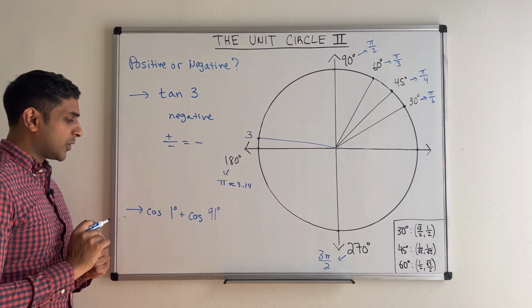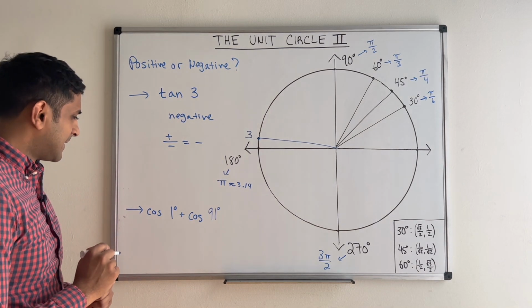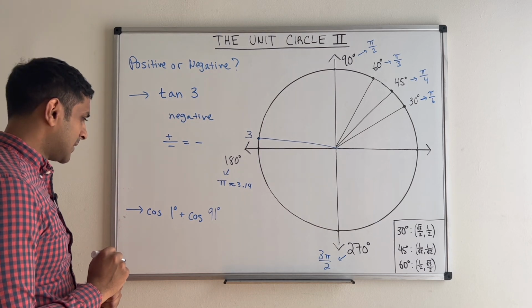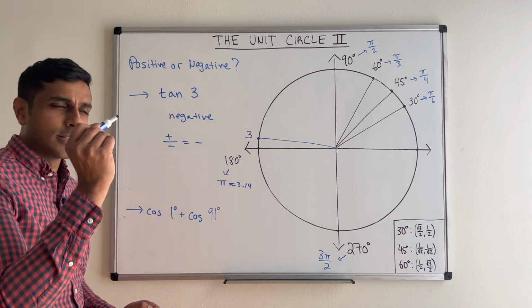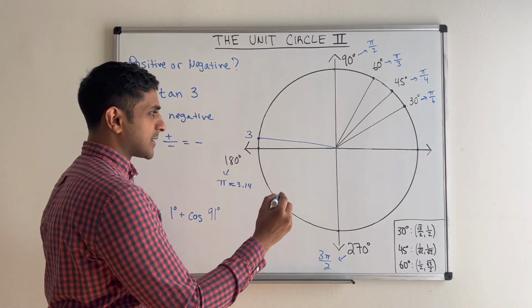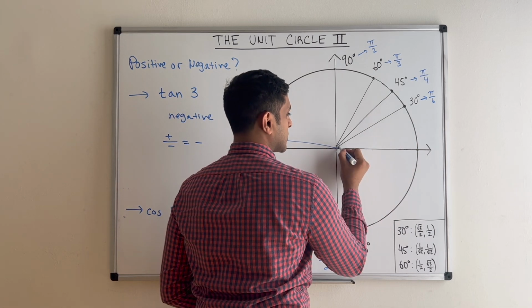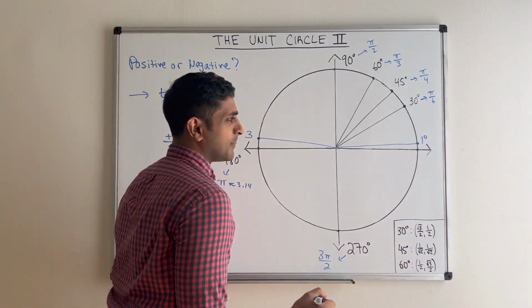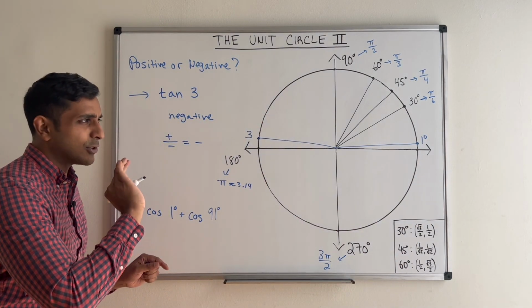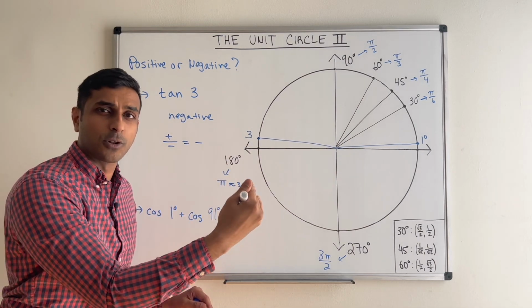All right, what about cosine of 1 degree plus cosine of 91 degrees? Well, if we're going to have any chance at all, we should start by thinking about where 1 degree is. And so 1 degree seems like it's probably very close to this 0 degree point. So maybe something like that. Maybe that's 1 degree. And so the cosine of 1 degree looks like it's probably almost close to 1, right?